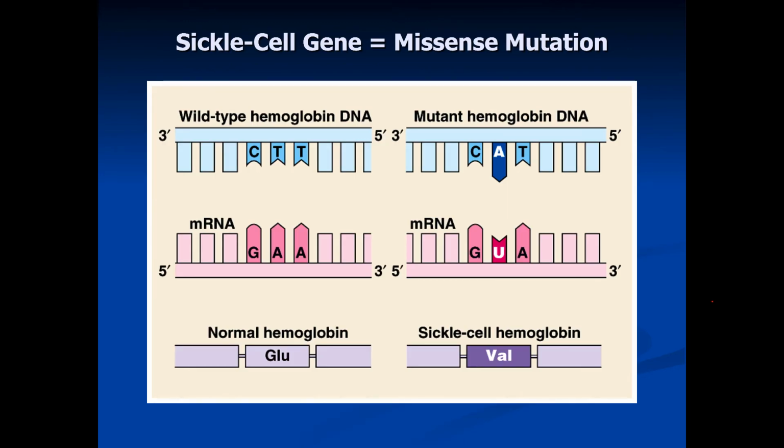So let me give you another example here. Here we have one you all know about: the sickle cell gene. Here we have a natural wild type hemoglobin DNA. So this is making hemoglobin for carrying our oxygen. We have a natural CTT going on, which would code for a GAA in a natural transcript, and we'd have a glutamate, this is called. But you basically have a normal protein for carrying oxygen.